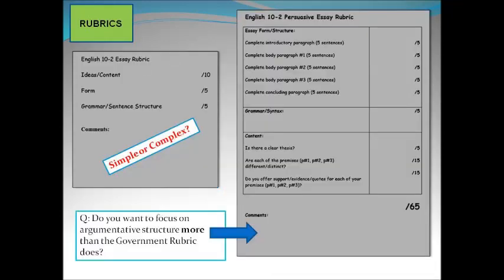Okay, you can have a simple rubric like the one on the left, or a more complex one like the one on the right. Again, this is non-academic, grade 10 English, just teaching. They've never done a persuasive essay before, just really basic stuff. But kind of an item that will help. Each one of these is a tool that will help them and guide them in their reading, or in their writing. It tells them a little bit about what your expectations as a teacher are. Do you want to focus on argumentative structure more than the government rubric does? Then you can develop one that does that better.